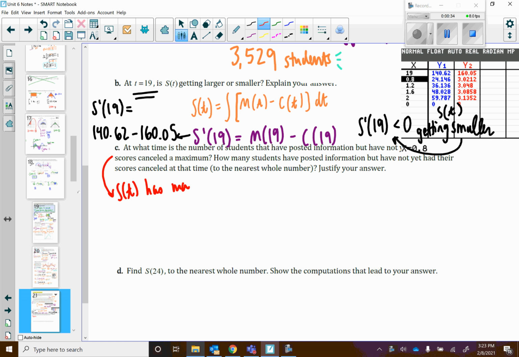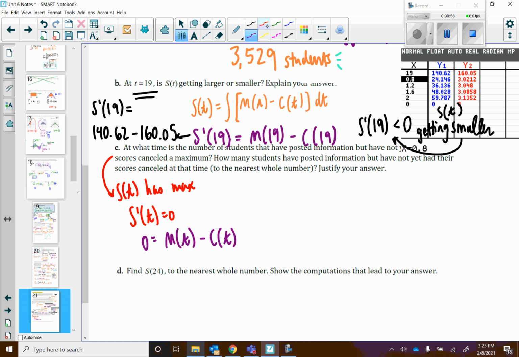has a maximum. We know to find a maximum, we are going to find s prime of t and set it equal to 0. And s prime of t, as we saw from the last example, is really just m of t minus c of t. So I'm going to set that equal to 0 and solve. And this is where we can use our graphing calculators.